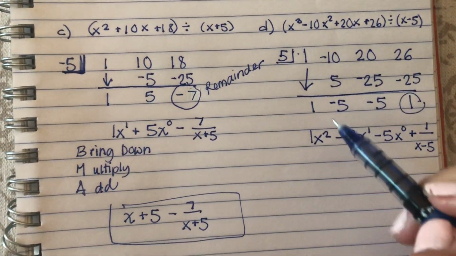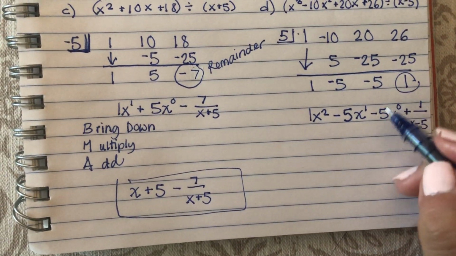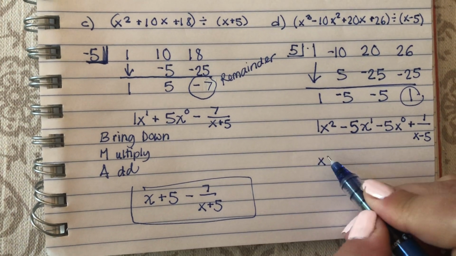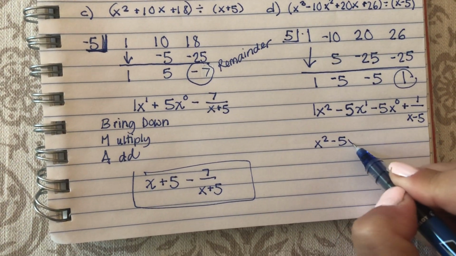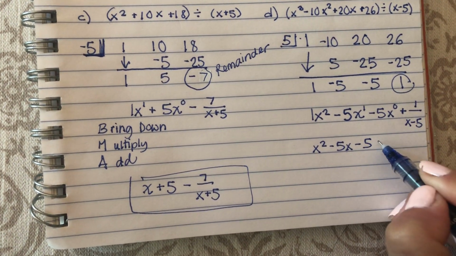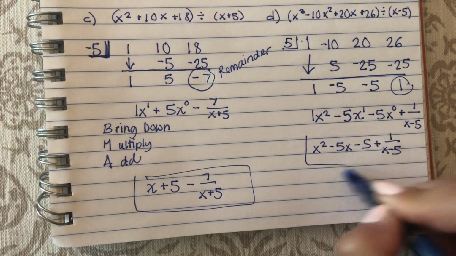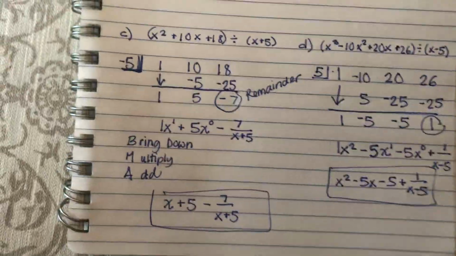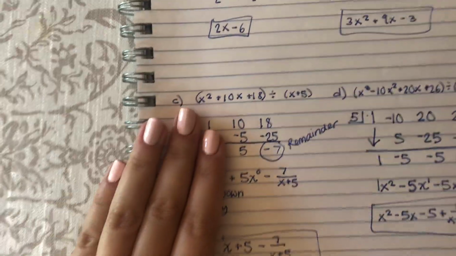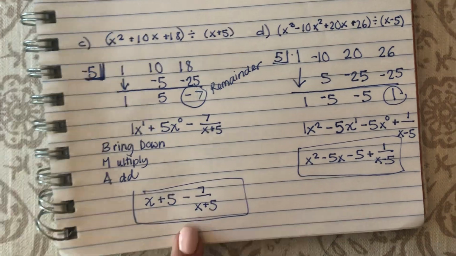Okay, and you don't have to write the 1, you don't have to write the x to the 0 because this is just the constant. x squared minus 5x minus 5 plus 1 over x minus 5. There's our quotient. So again, there's a longer way, but this is the shorter way. And if you move on to pre-calculus next year, you might see this.